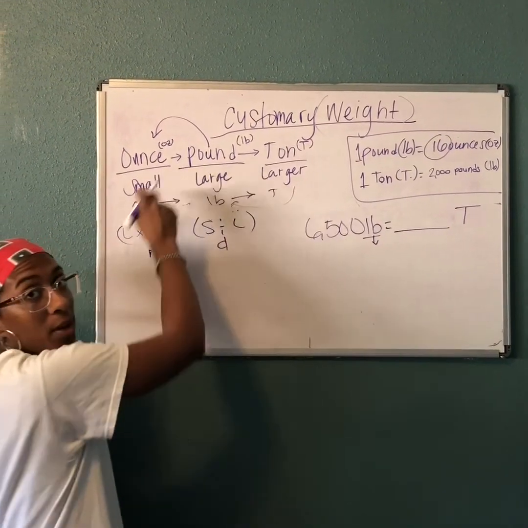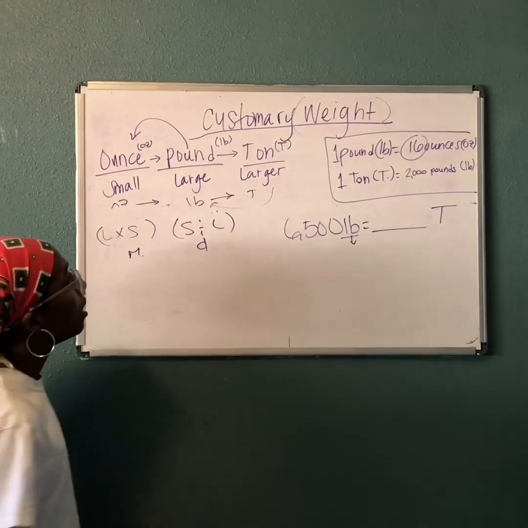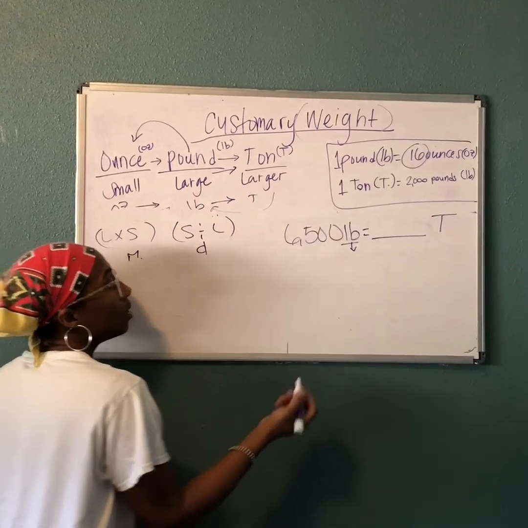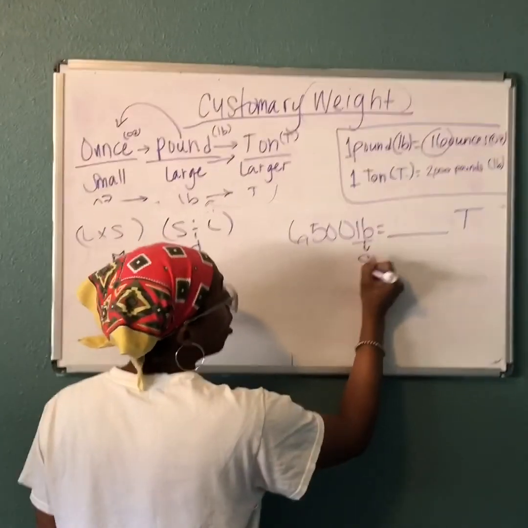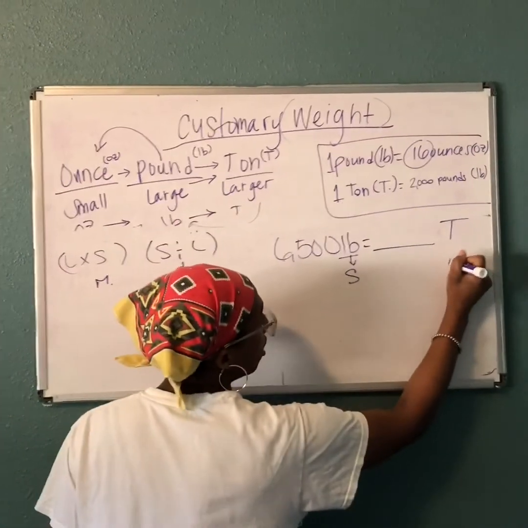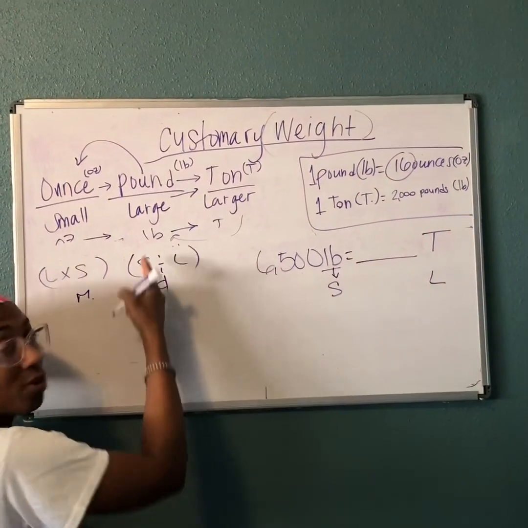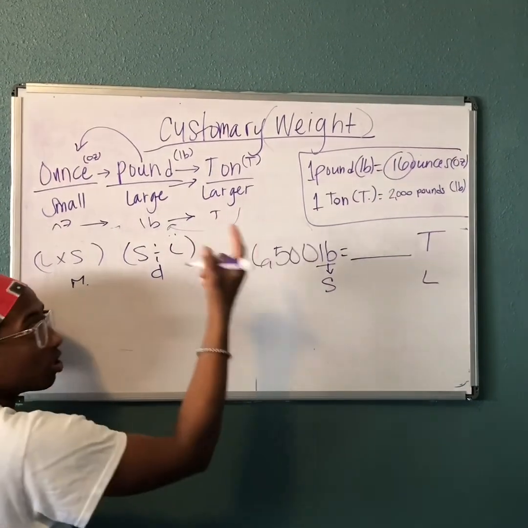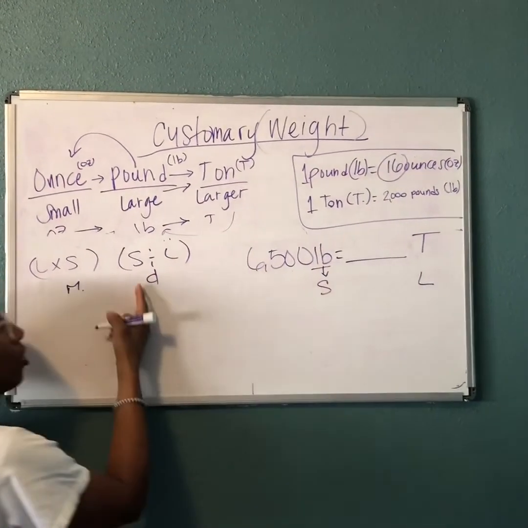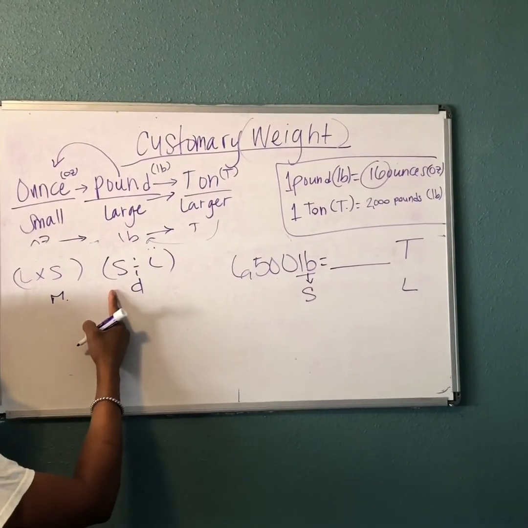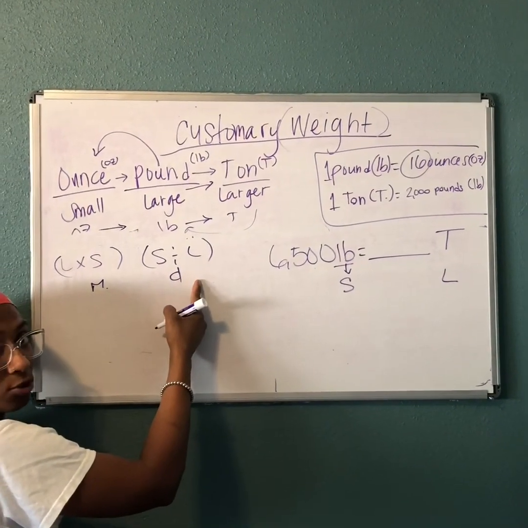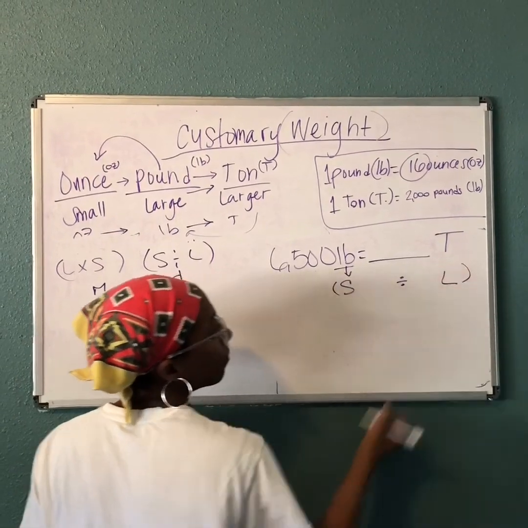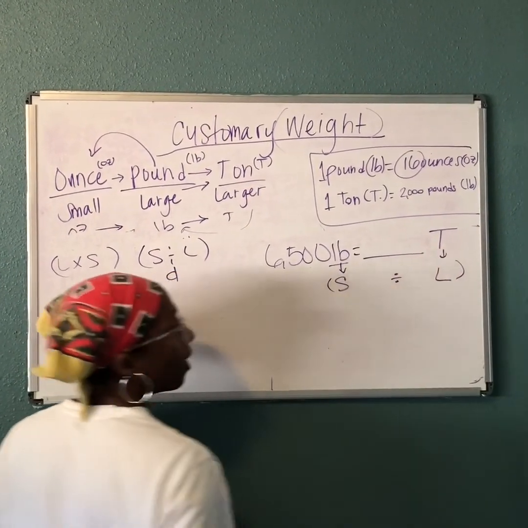So let's come back up here. So we have pounds and then tons is over here. So we went from a pound to a ton. So this is smaller and this is larger because we went from a pound to a ton. A ton is larger, right? So we know when we convert a smaller unit into a larger unit, we have to divide, right? So now we know we have to divide.